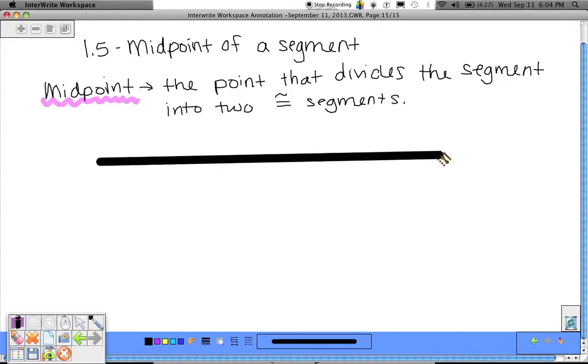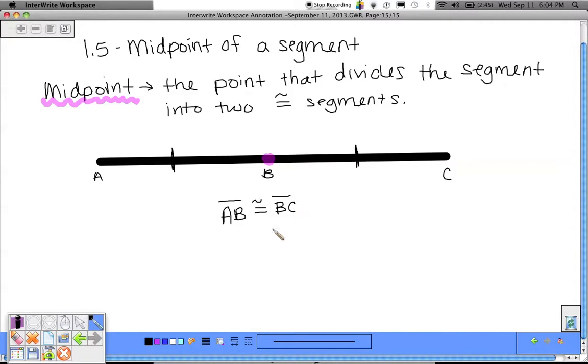So if I draw a segment here for us, and I highlight a point that's right smack dab in the middle, what that's saying is that if B is in the very middle of AC, then segments AB and BC are congruent, they're equal. And these little tick marks actually mean that these two sides are congruent. So we can already conclude, since that's given to us, AB is congruent to BC.